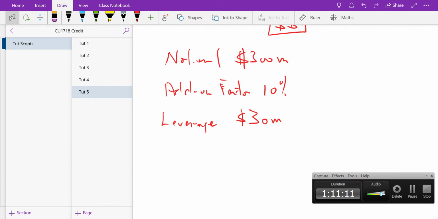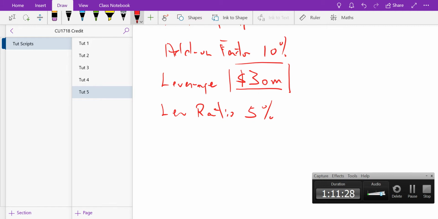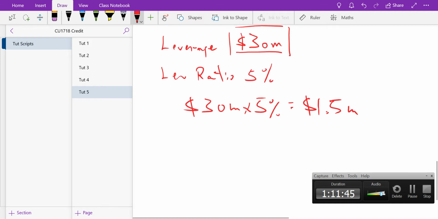Okay. And then because the leverage ratio is equal to 5%, that means when there's $30 million of additional leverage, they want you to have at least this amount of capital backing it, which is $1.5 million. Okay. Now, what is the cost of capital on this?